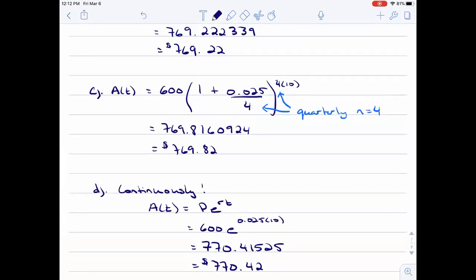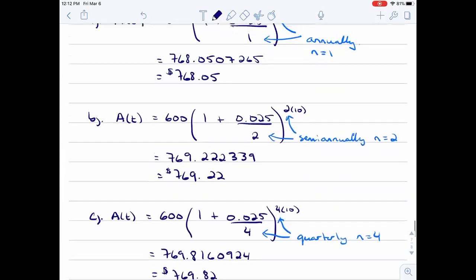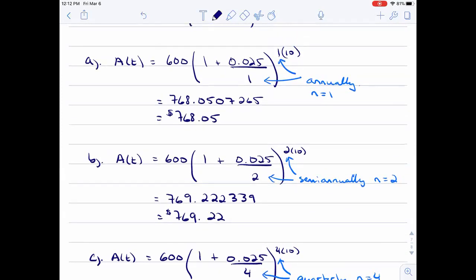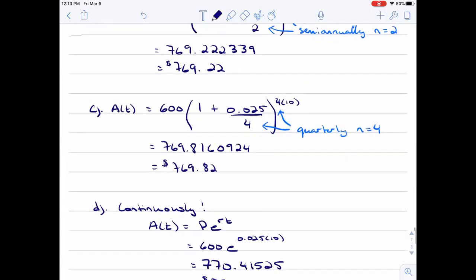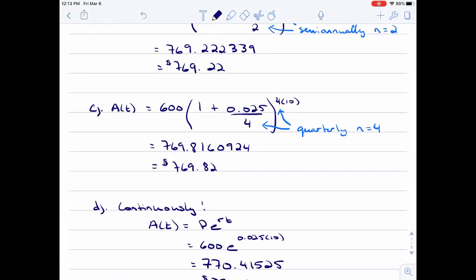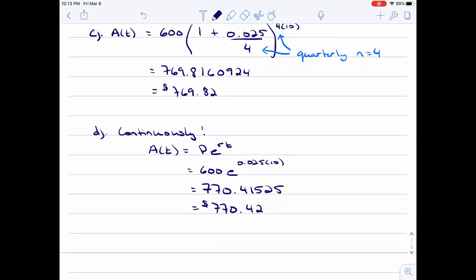Looking at these values, right? After 10 years, does it matter what our compounding rate is? A little bit, but not enough for us to care about, right? So the values are going to be different, but in the grand scheme of things, it actually doesn't matter how frequently we're compounding, right? Whether it's annually, semi-annually, or continuously even. Because the amount that we end up with is around 769-ish, right? Regardless, 768.05, 769.22, 769.82, right? Very similar. And then even when we're compounding continuously, every single moment, we end up at 770.42.